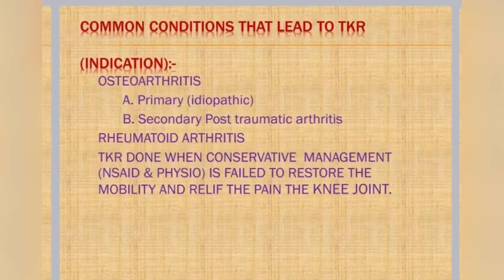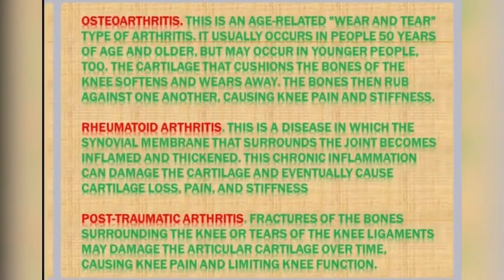Common conditions that lead to total knee replacement. First indication: which conditions are such that there are chances that you need to go for a knee replacement. Primary, secondary, osteoarthritis, rheumatoid arthritis. TKR, total knee replacement, is done when conservative management, non-steroidal anti-inflammatory drugs with physiotherapy, has failed to restore mobility and relieve the pain in the knee joint.